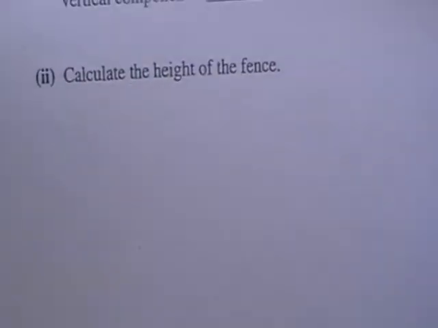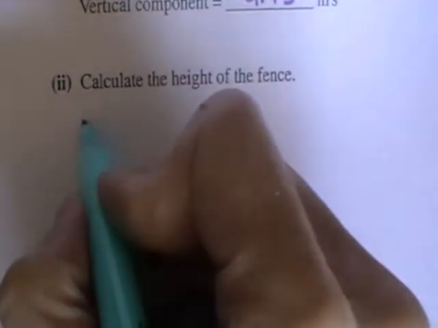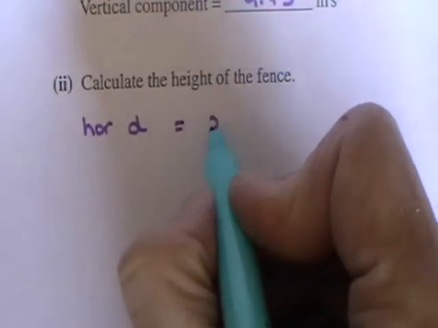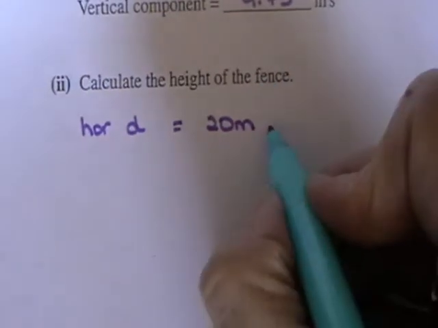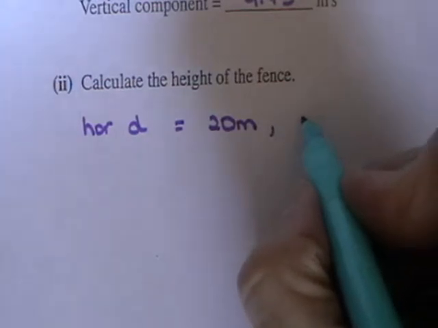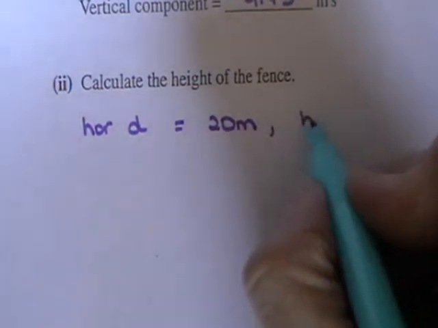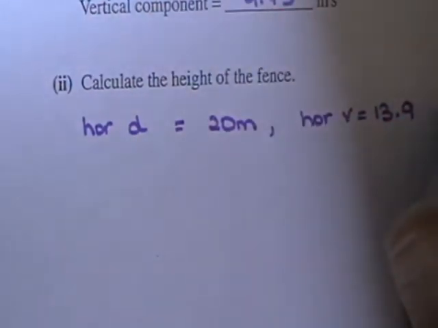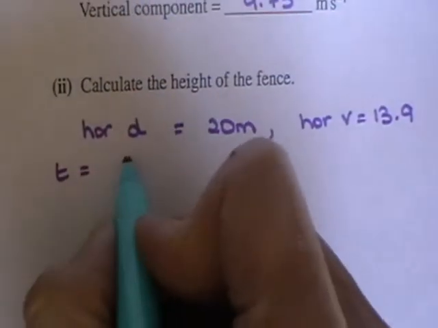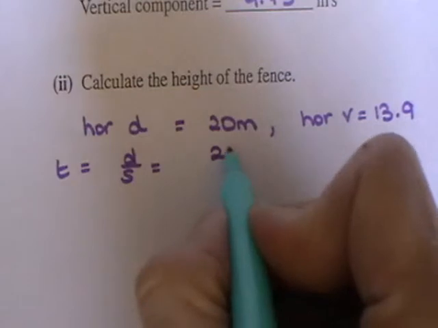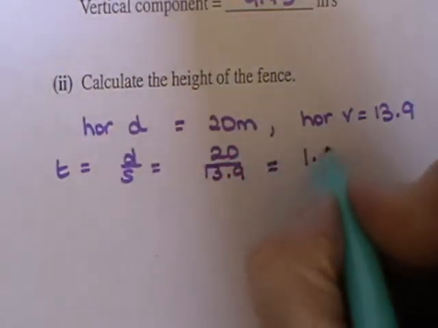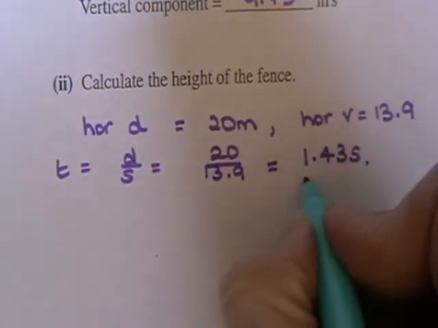It then asks you to calculate the height of the fence. Now you know the horizontal distance travelled, and that horizontal distance travelled is 20 metres. And you also know the horizontal component. You know the horizontal velocity is 13.9. So you can calculate how long it takes to get to that distance. So time is distance over speed, which is 20 divided by 13.9, and that gives you 1.43 seconds.